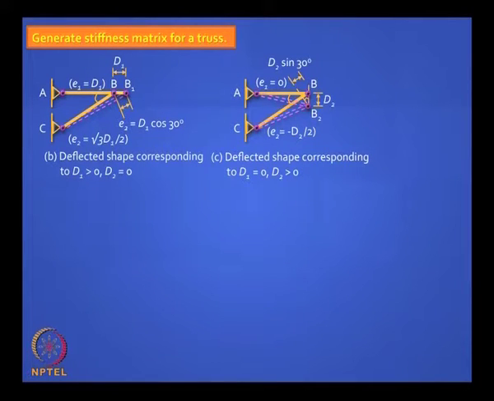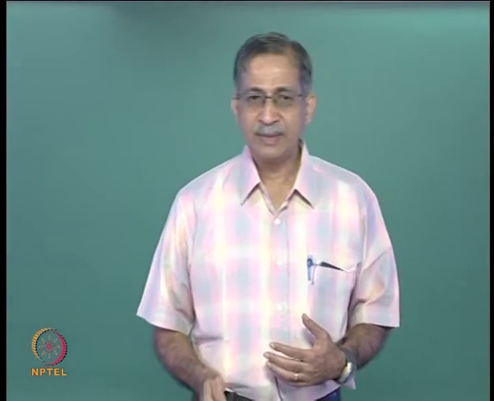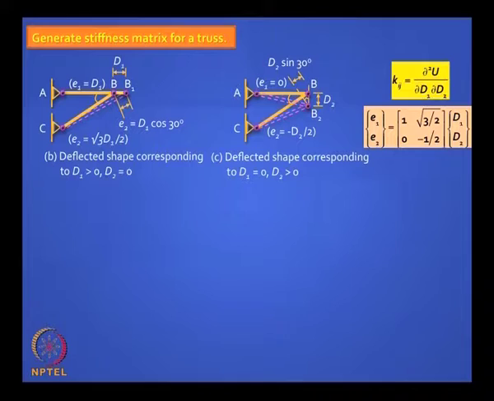This is what you do. The first diagram is what you do when you allow only D1 to occur and D2 is restrained. The second shape is when you allow D2 to occur with D1 restrained. You can work out the relationships between bar elongations and the deflections, and you can write them in a form. E1 and E2 are related to D1 and D2 in that form. So if someone gives you D1 and D2, you get E1 and E2.